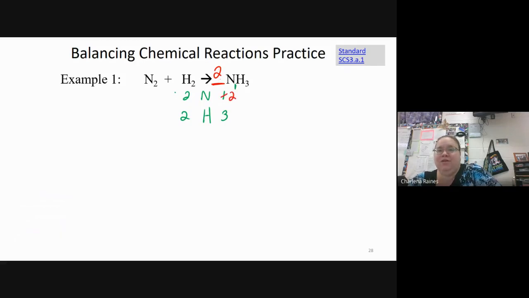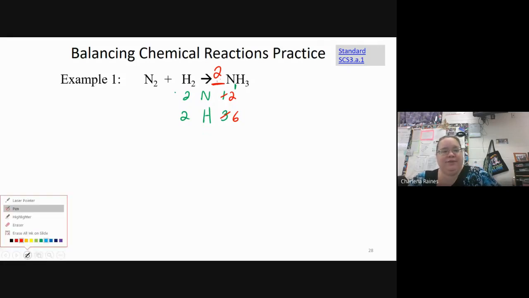I'm multiplying in all this up top, and my element inventory, this thing below the arrow, is just keeping track of how many atoms of each substance I have. So that 2 not only changes the nitrogen, it also changes the hydrogen. 2 times 3 is 6. So we fixed the nitrogen, we broke the hydrogen.